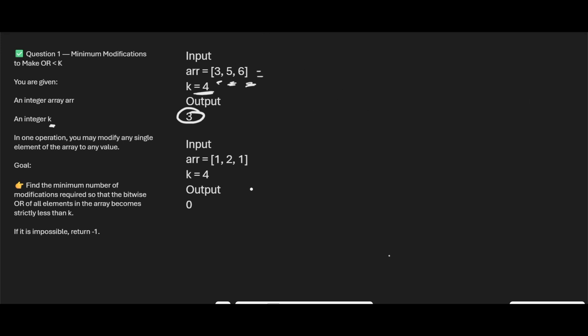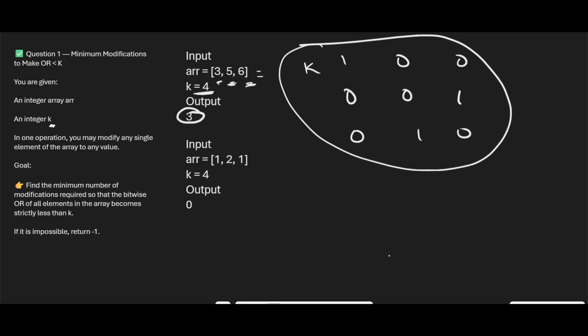Now if we take a look at the second example, 1 is 0 0 1, 2 is 0 1 0, and k here is 4. Here also we seem to have forbidden bits. But before we get into this entire process, we will check the OR of all the values, which will be 3, which is already less than 4. So we will return 0.